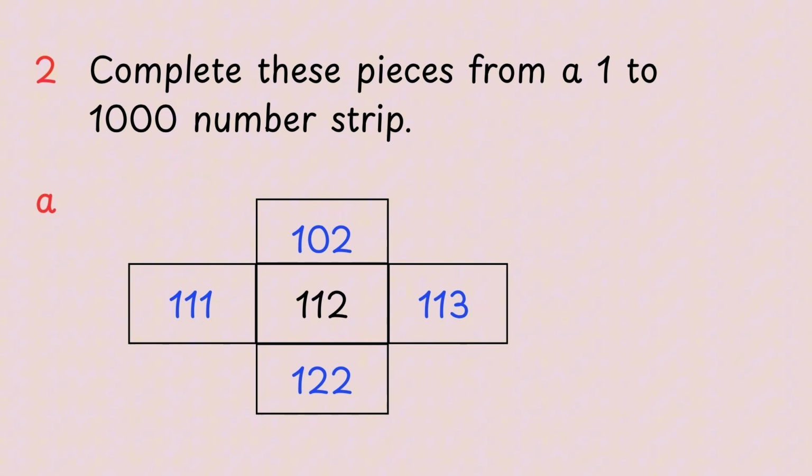Now, what happens when we jump up or down? We change by the whole 10. If we jump up, we subtract 10. 112 minus 10 equals 102. If we jump down, we add 10. 112 plus 10 equals 122.